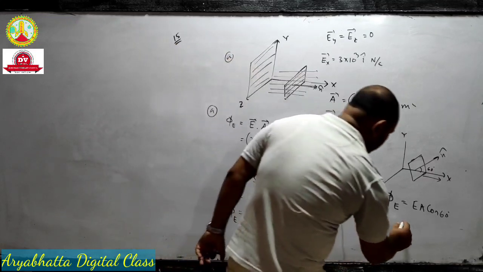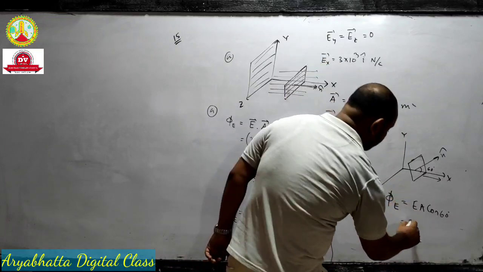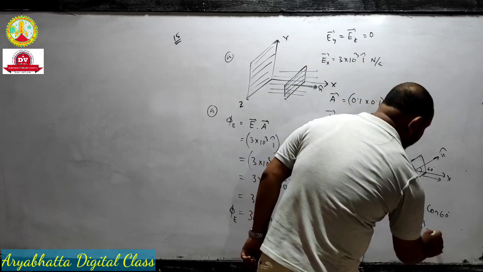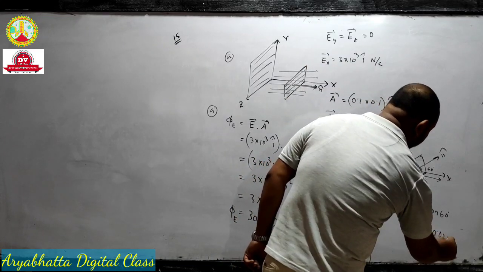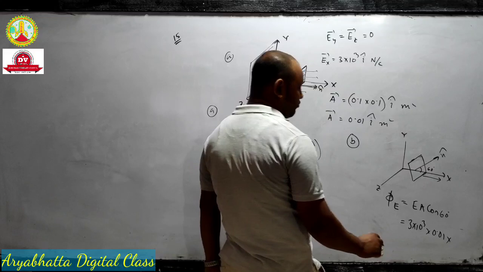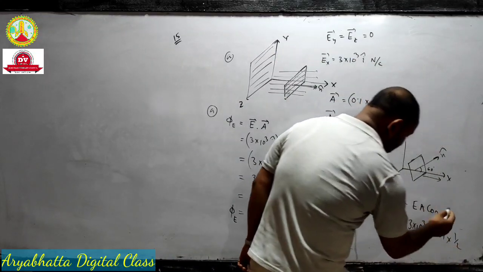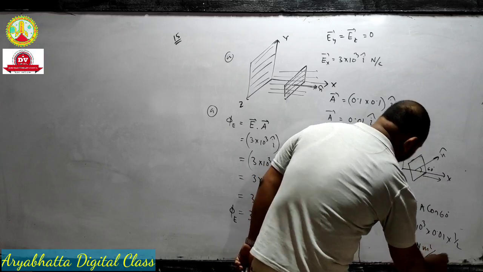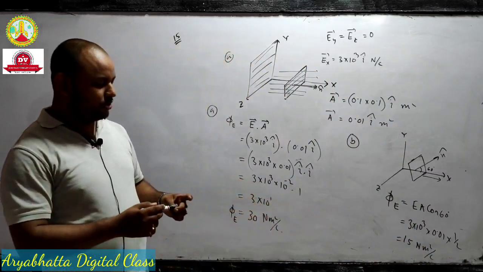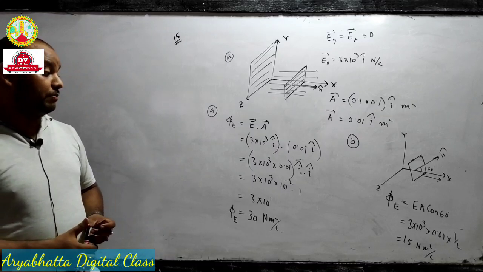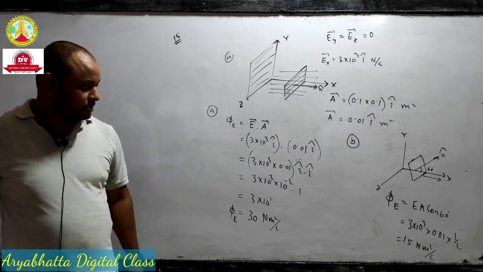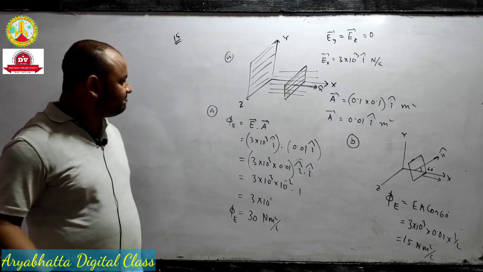So it will be equal to, what is E? E is equal to 3 into 10 to the power 3, and area is how much? Magnitude of area is 0.01, and the value of cos 60 is equal to half. If we simplify, it will be 15 Newton meter square per coulomb. This is the value of flux. This is very simple.